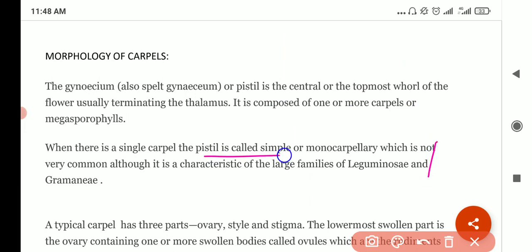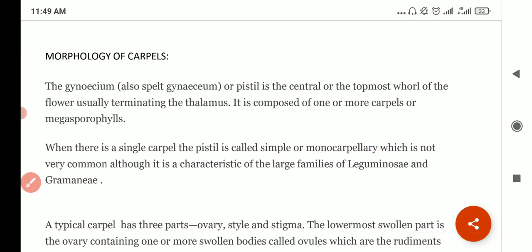When there is only a single carpel, then the gynoecium or the pistil is known as monocarpellary, and we see this in legumes and grasses. Okay, so we see this in the pea family or the grasses. So you remember your pea pod, there's just one chamber and lots of ovules, no?